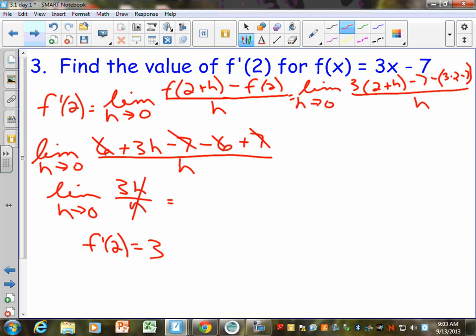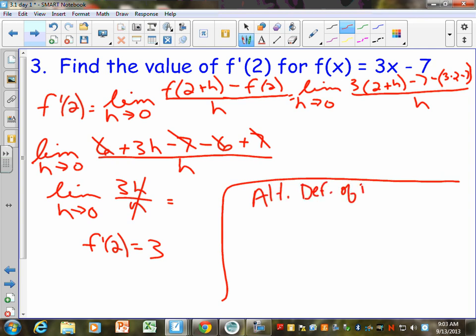But I want to do the same problem with our alternate form of the definition. Alt def of derivative. Right, because h canceled out, there was no x left to plug in, so it was just 3. Yeah, the limit of 3 is 3. You see what I'm saying? If there's nothing to plug in, it's just the constant. The limit of a constant is a constant, because the y value is always the same.